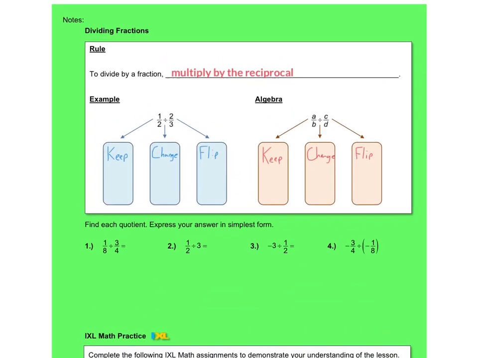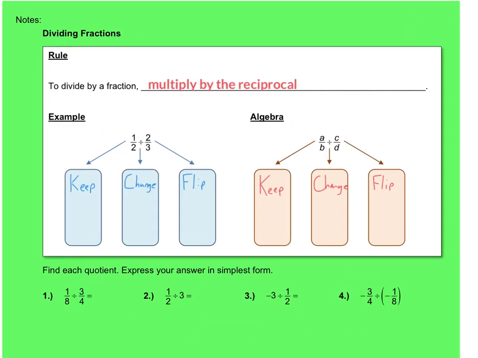Okay, so let's zoom in on our rule. To divide a fraction, multiply by the reciprocal. You might have seen this before, where you keep the first one, you change divide to multiply, and you flip the second fraction, meaning you get the reciprocal of the second fraction.